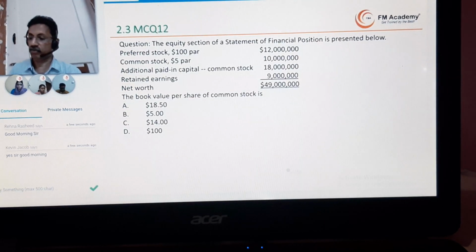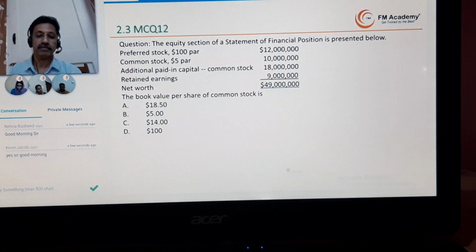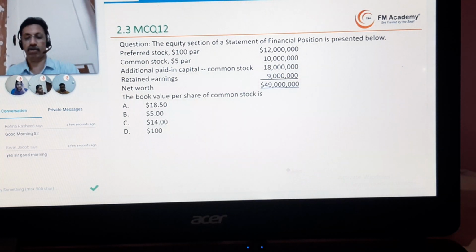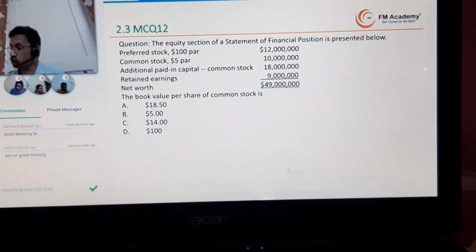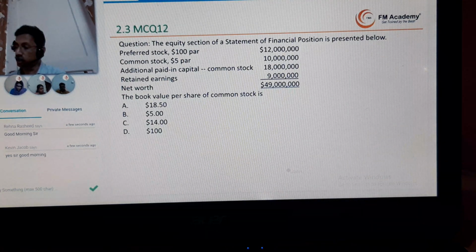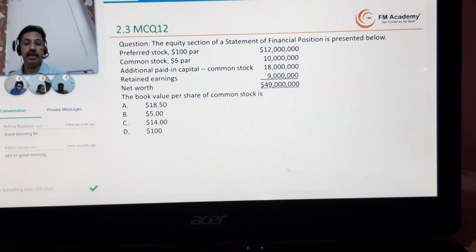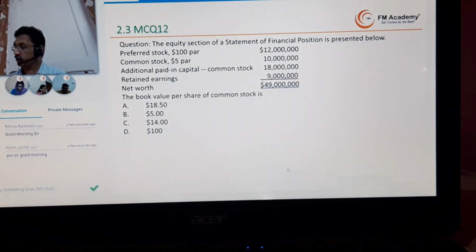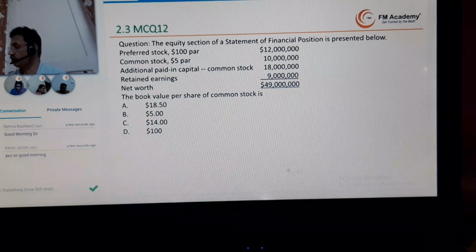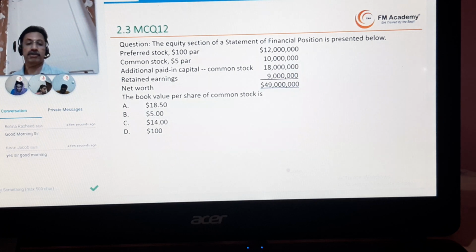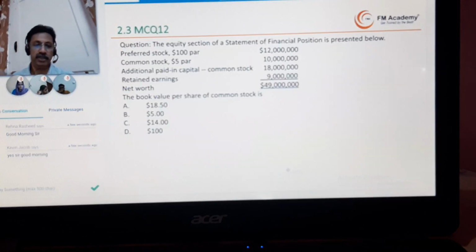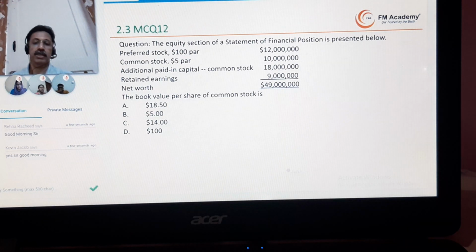Question number 12 from the study text. What's the book value per share of common stock? We have discussed this, how to find the book value per common stock. When you find the book value per common stock from the net worth as per the books, as per the public financial statement, you have to subtract the preferred equity claims. Preferred equity claims means if the question is giving any dividend in arrear, you have to reduce that from the equity. Another word for equity is net worth, right?